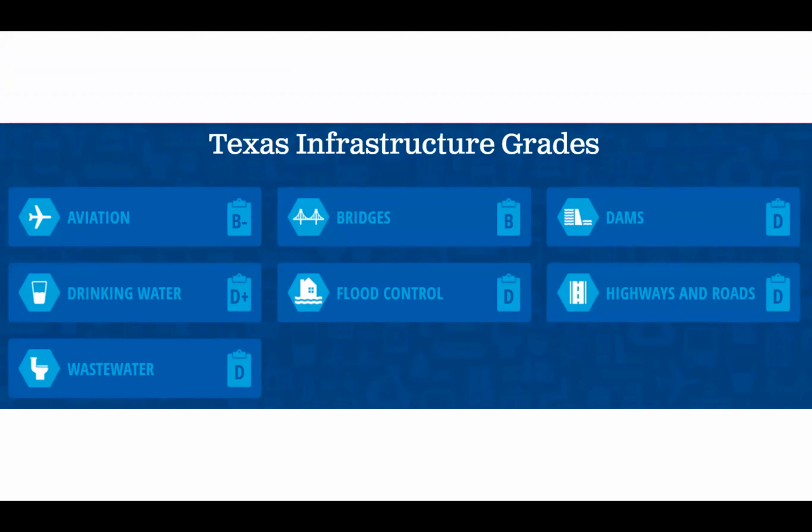In case you're not aware, the infrastructure grades for Texas look something like this. You have aviation with a B-, bridges a B, dams D, drinking water D+, flood control a D, highways and roads D, and wastewater D. So it's not exactly a flattering report card that you'd want to take home if you were a kid and you had to show this to your parents.